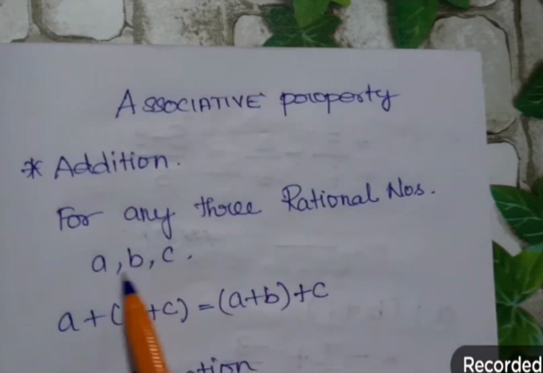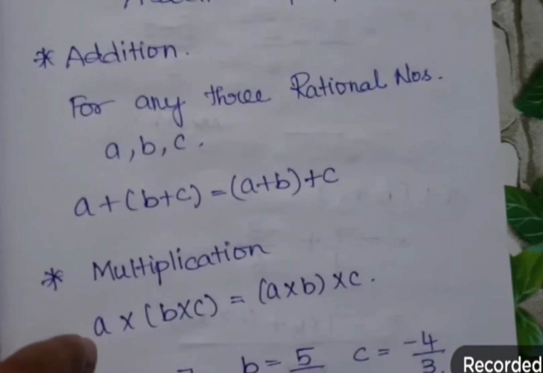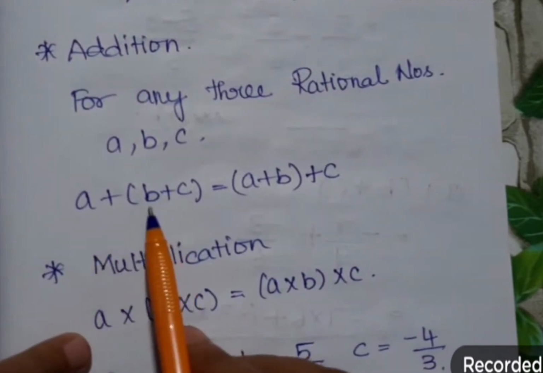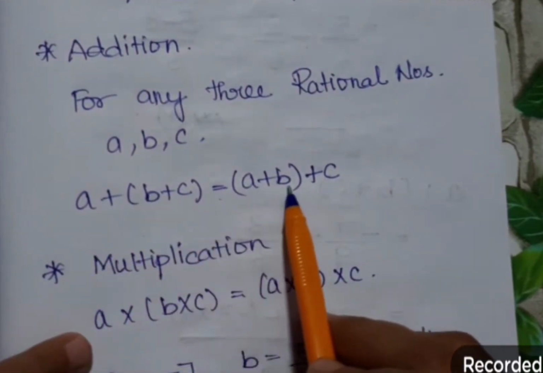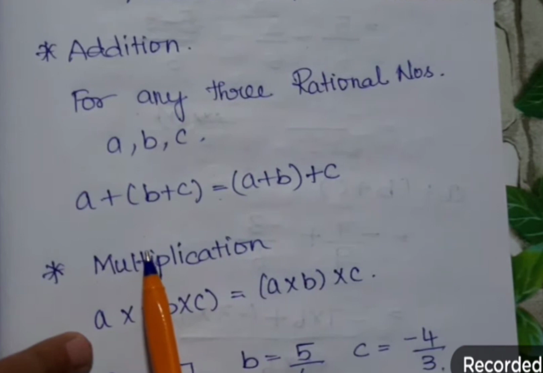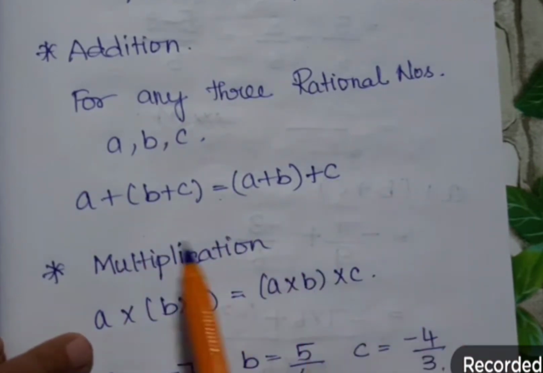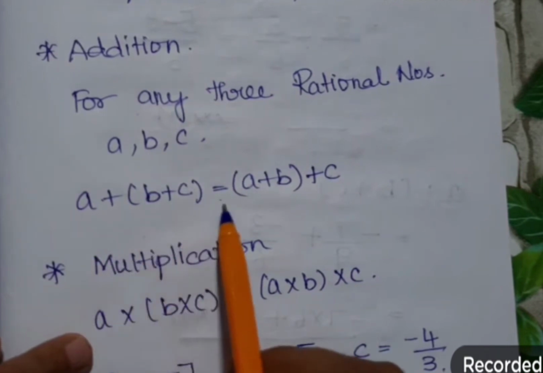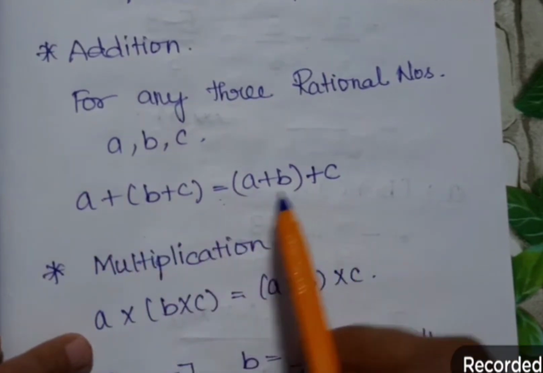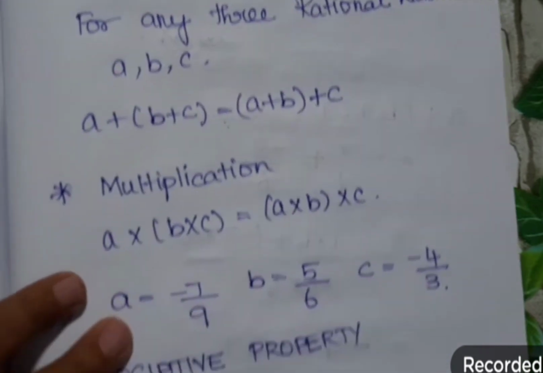For any 3 rational numbers A, B and C, how to read this? (A plus B) plus C is equal to A plus (B plus C). So commutative properties, A plus B, have only 2 terms, but here in associative you are having 3 terms, that you keep in your mind. Okay, this is a formula.